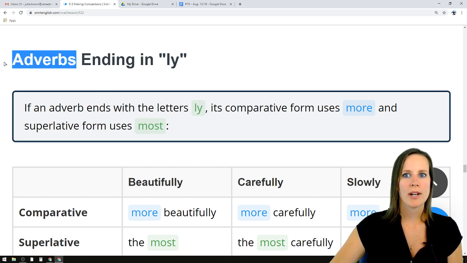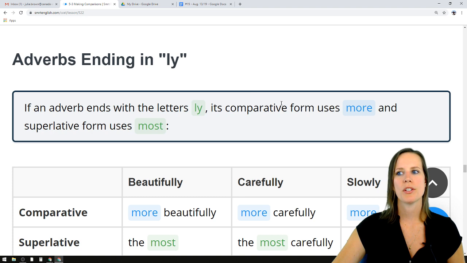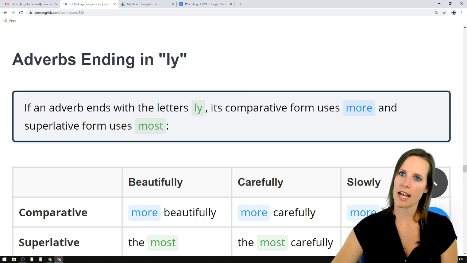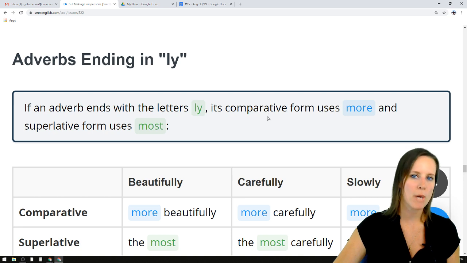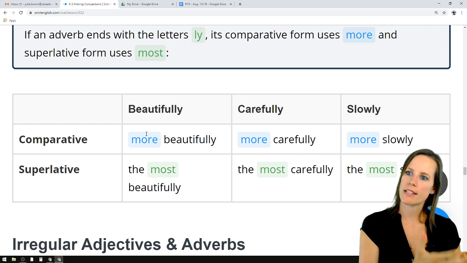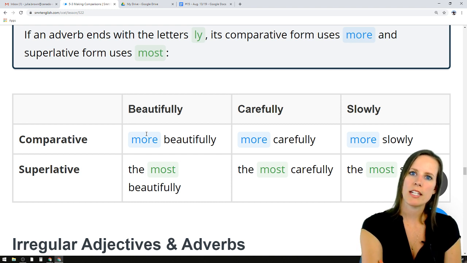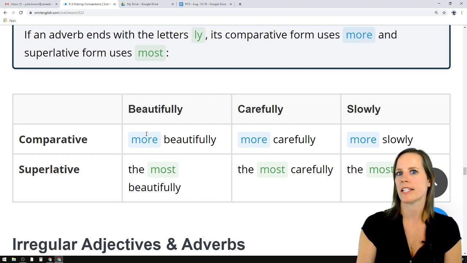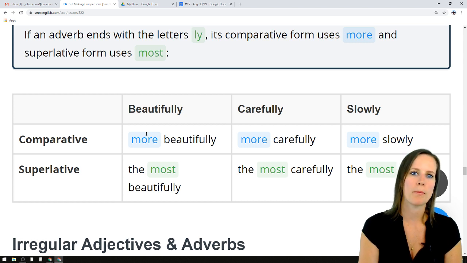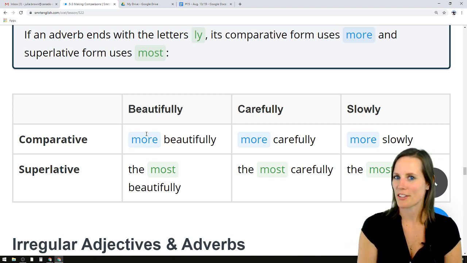So if you're talking about adverbs that end in ly, a lot of them do, we're going to use more before the adjective and most before the superlative. For example, he sings more beautifully than I do. Or she drives more carefully than I do. Or my grandmother drives the most carefully of anyone I know. Good job, Long. Yes, that's a good correction.